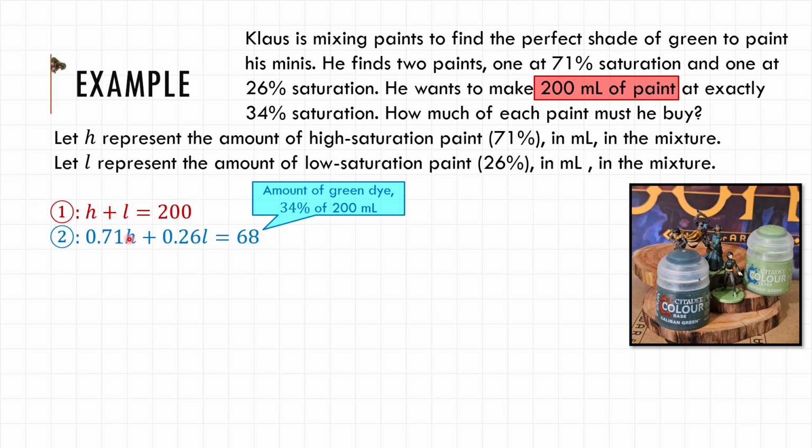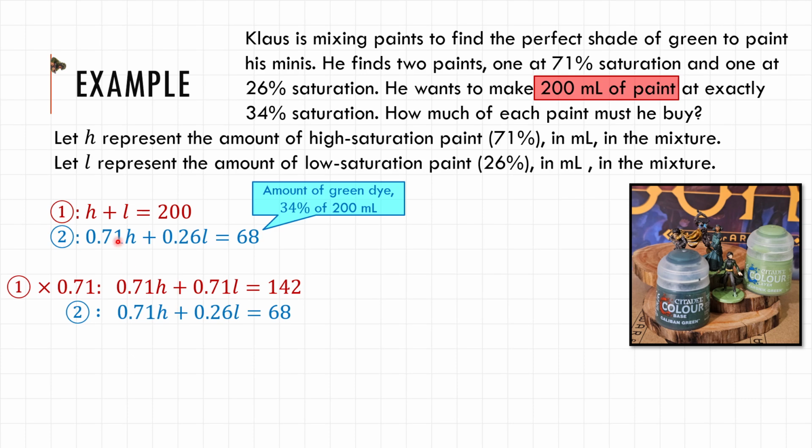All I need is the same coefficient in front of one of the variables. And I'm going to say, let's try and eliminate h. So I'm going to take the first equation and multiply it by 0.71. The second equation, I'm just going to leave the way it is because 1 times 0.71 gives me 0.71. And now those coefficients are the same. And when I do equation number 1 minus equation number 2, those will cancel out.